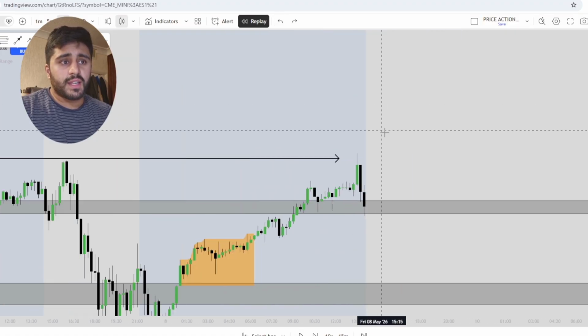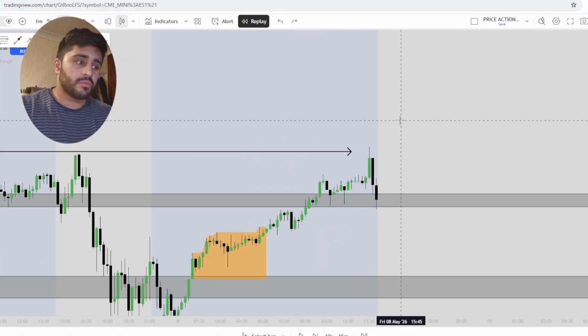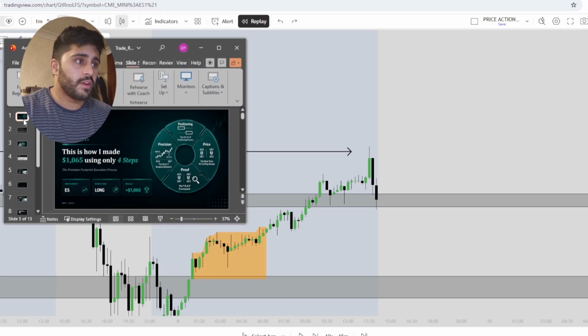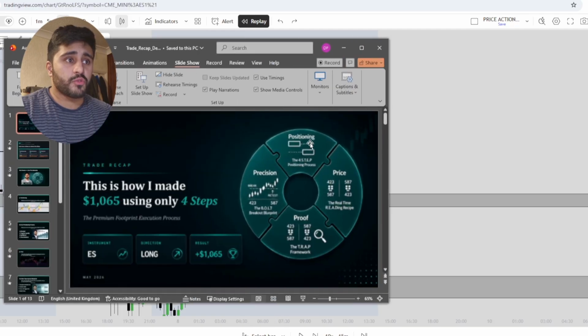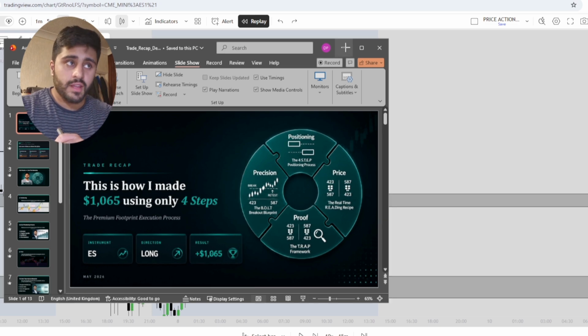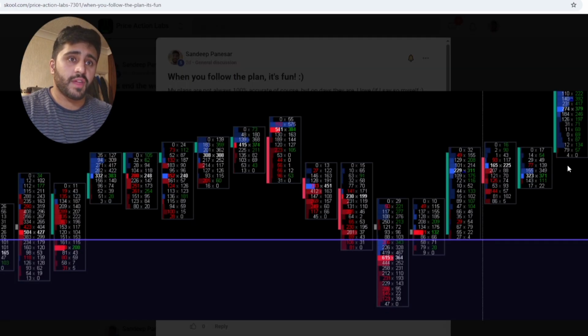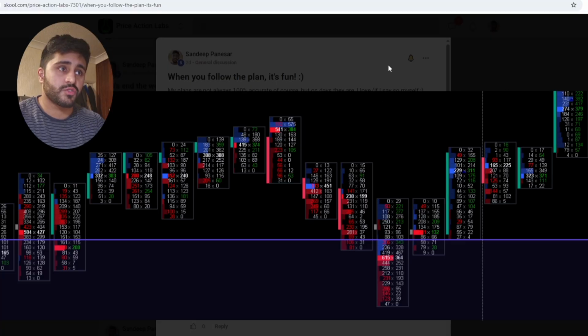So once you've got your key levels, right, what's the next thing we're looking for? So again, if we go back to our presentation, once we've gone through positioning, we've got our key level, we now want to move on to price. We want to go on to reading price action. And so I was live in school, so this was the execution for that particular day, right? This was the actual execution.